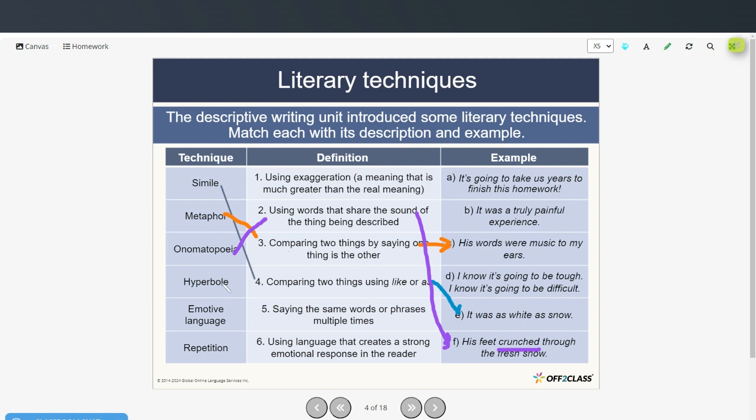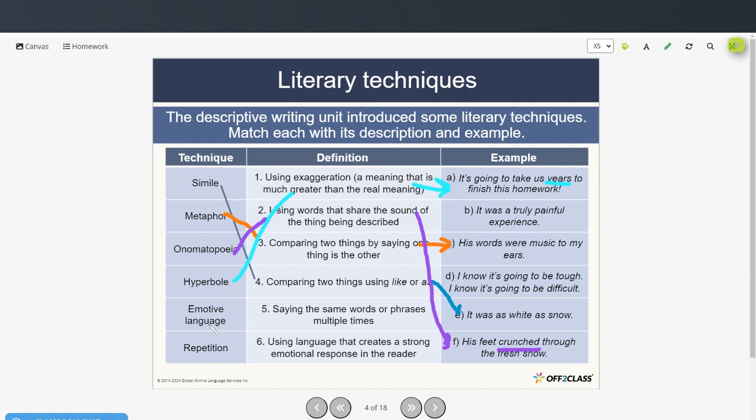Okay, hyperbole is using an exaggeration, a meaning that is much greater than the real meaning. And so an example of that would be, it's going to take us years to finish this homework. Well, it's not literally going to take years, it's just going to take a long time.